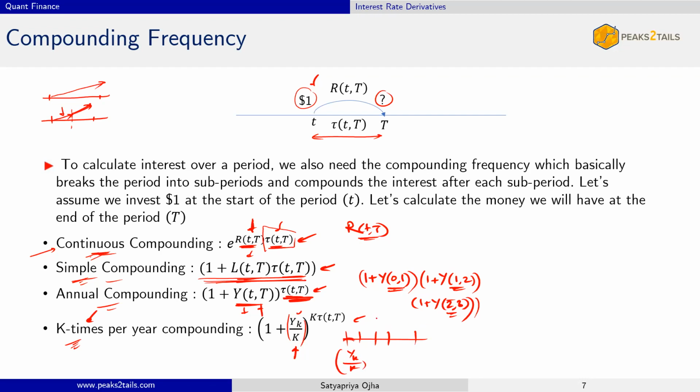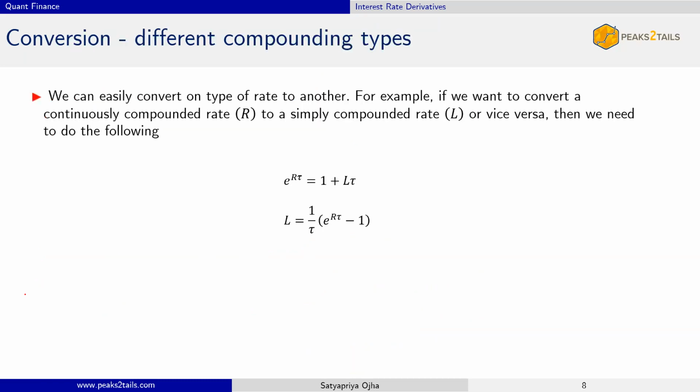And the number of periods will become, this is the total year from here to here, but you have divided the period into K periods. So the total number of periods is K times the year fraction. Okay, so you adjust the rate and you adjust the period. That's how you do the compounding. Okay, so today we will use continuous compounding and simple compounding, and you can go back and forth between two different rates. So that's the next topic.